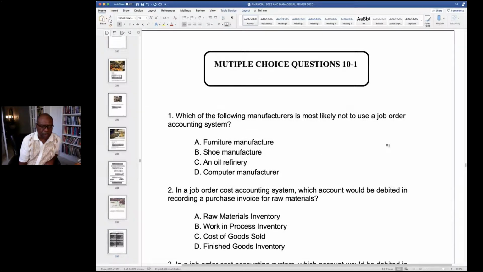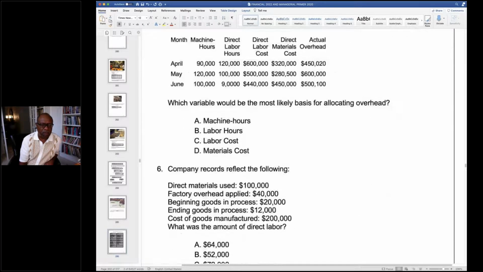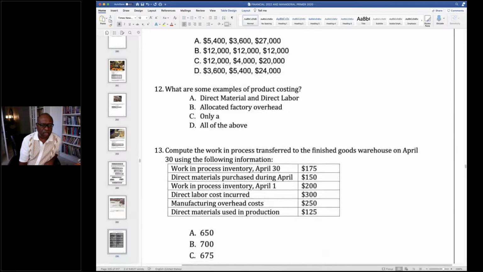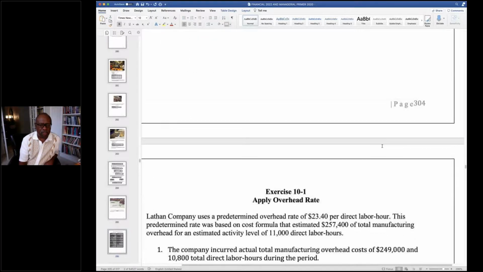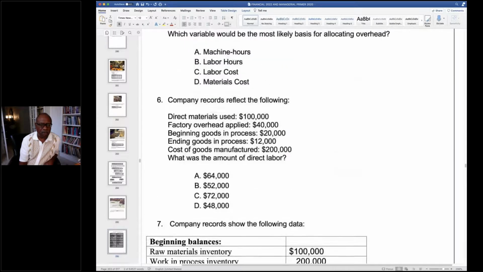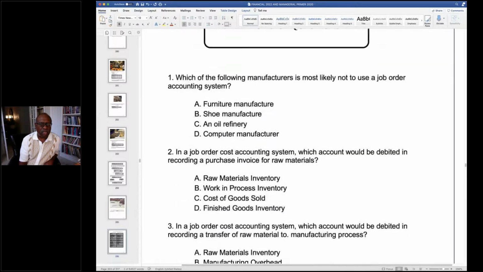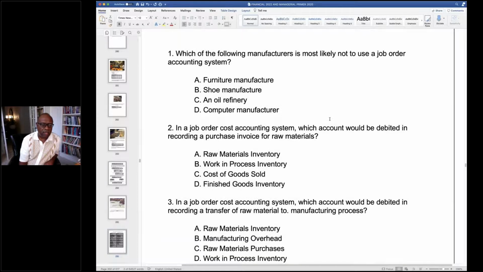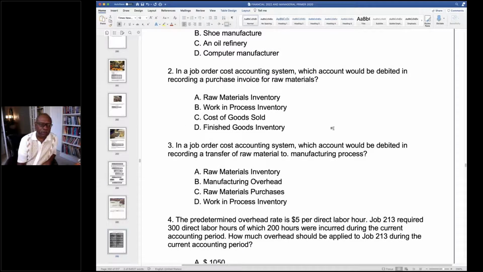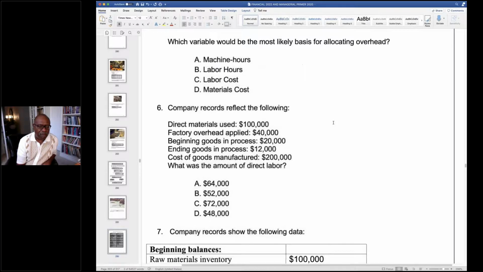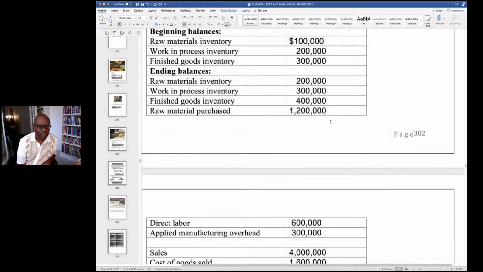Now, we have some multiple choice questions here. We have 13 multiple choice questions. So next time, team 1, multiple choice questions 1 and 2. Team 2, multiple choice questions 3 and 4. Team 3, multiple choice questions 5 and 6. Team 4, multiple choice questions 7 and 8.